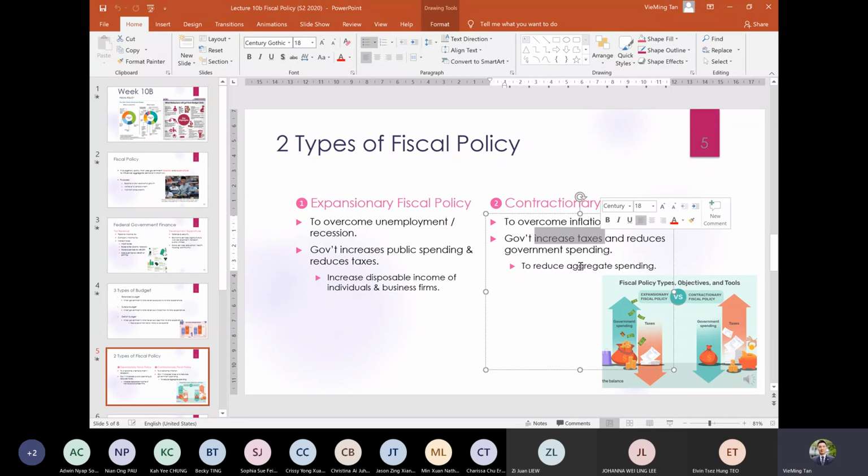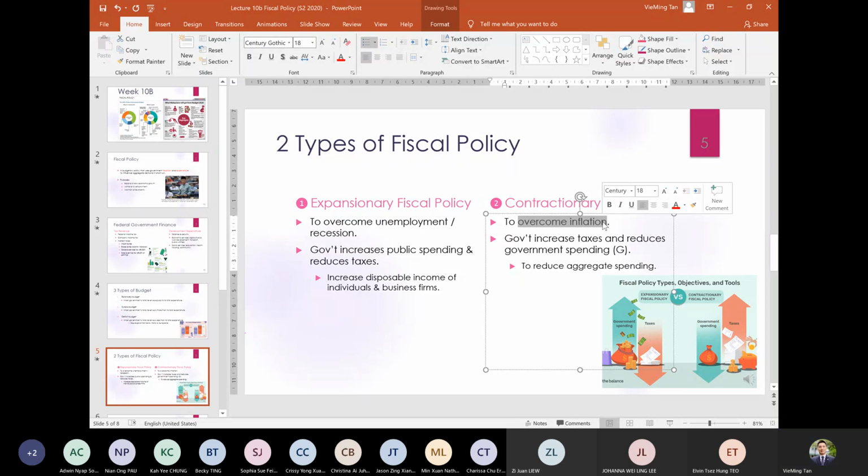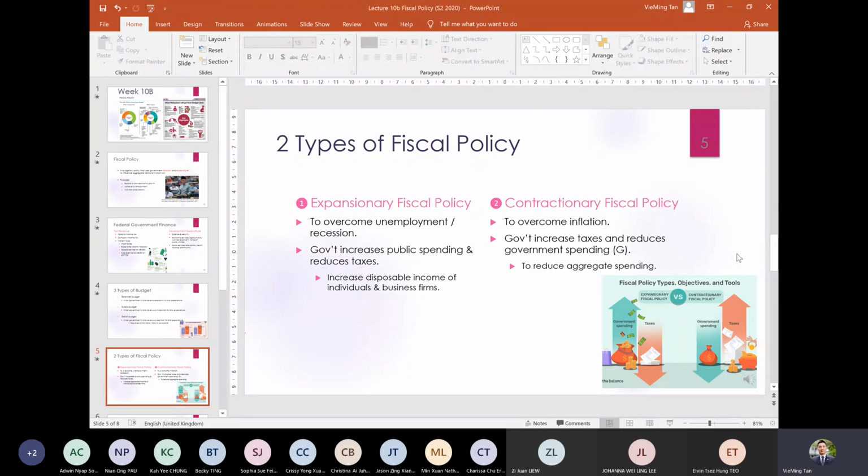At the same time, the government should also try to reduce government spending. That means reduce the G. Once G is reduced, this can also help to reduce the AD, right? So when AD reduces, this will reduce the GDP. In general, these are the two tools that can be used by the government if it would like to practice contractionary fiscal policy to overcome inflation. Okay, so far so good.